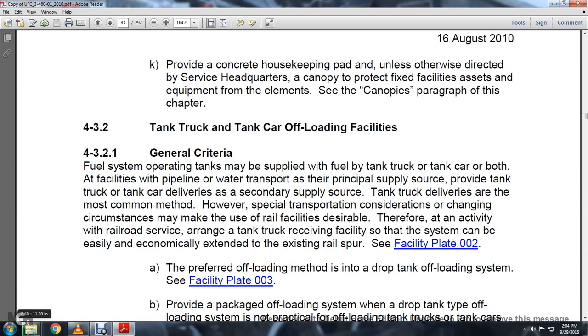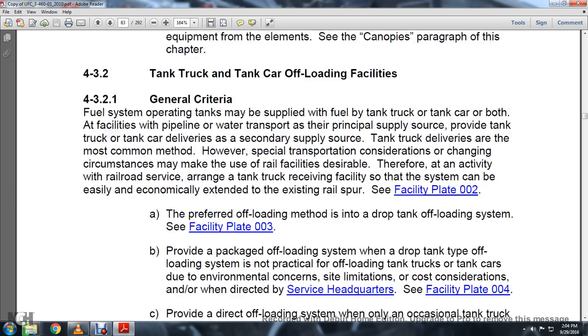4.3.2.1 General criteria. The fuel system operating tanks may be supplied with fuel in tanker trucks or tanker cars at offloading facilities. Pipeline or water transport is the principal supply source, with the tanker car to deliver. The secondary supply source for tanker truck deliveries is most commonly met. However, special transportation considerations and changing circumstances may make the use of railway facilities desirable. Therefore, at any activity where railroad service is arranged, design the tanker truck receiving facility so that the system can be easily and economically extended to the existing rail spur. See Facility plate 02.